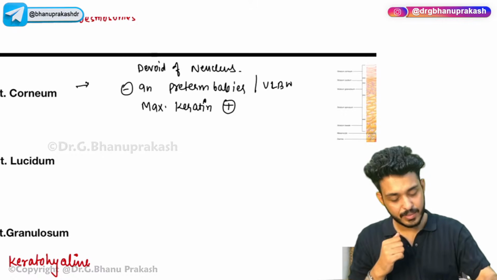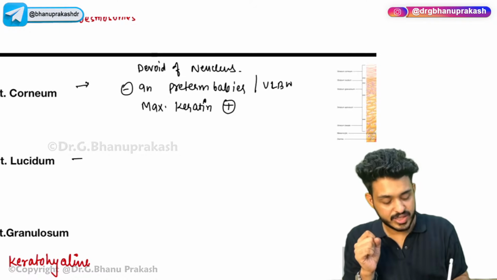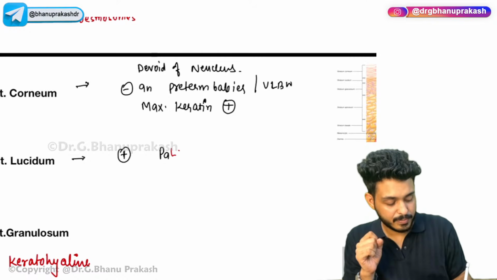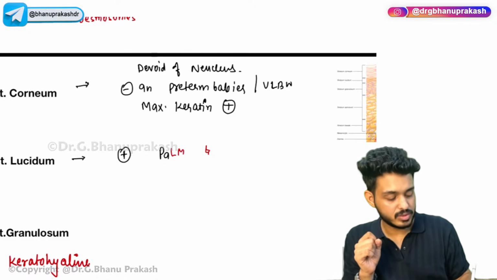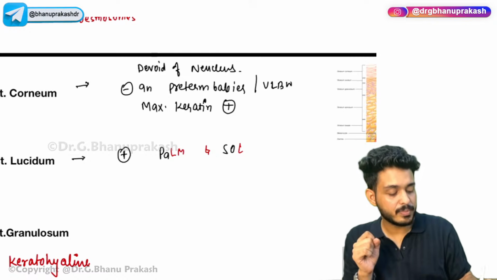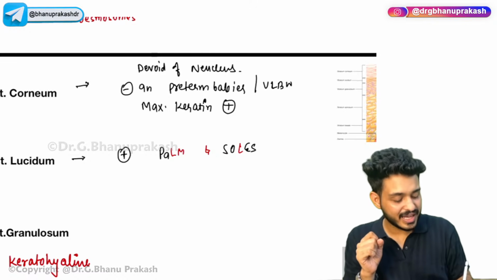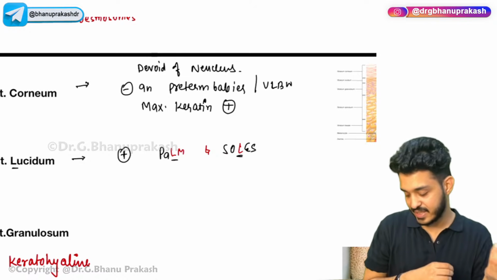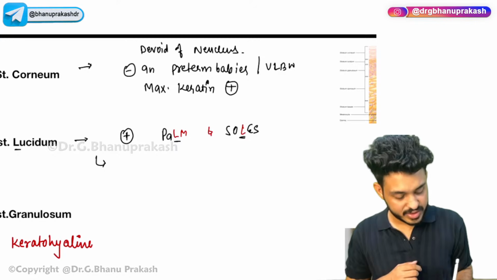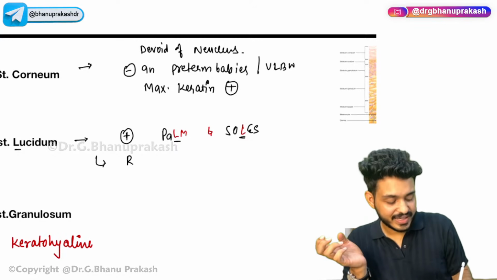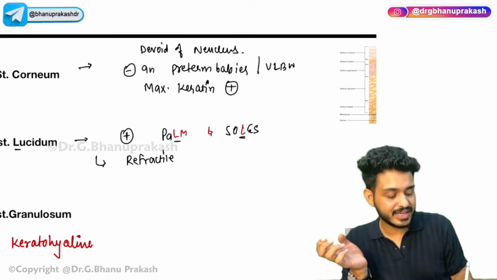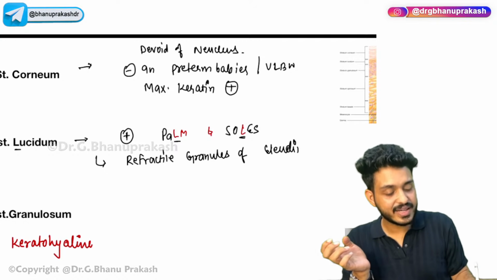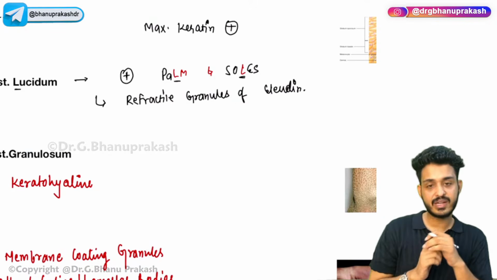Second thing we need to remember about is the second layer, that is your stratum lucidum. First thing I have told you is that it will be present in your palms and soles. Remember, both of them have an L, so you can remember lucidum will be present in your palms and soles. What will it have? It will have refractile granules of eleidin.